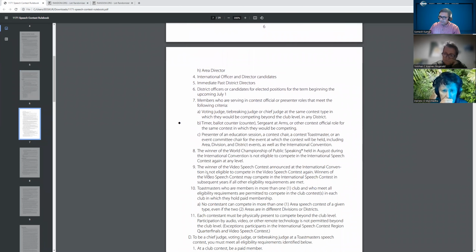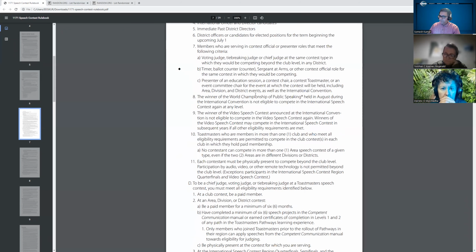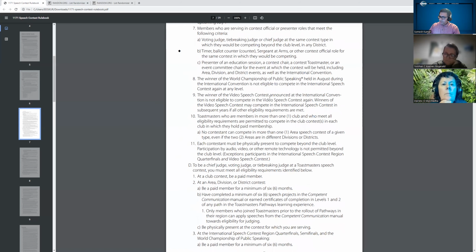All these members who are serving in contest official or presenter roles that meet the following criteria are not eligible as well: voting judge, tie-breaking judge, timer, ballot counter, presenter of an education session, contest chair, contest Toastmaster. Winner of World Champion of Public Speaking is not eligible. Winner of the video contest announced at the international convention.